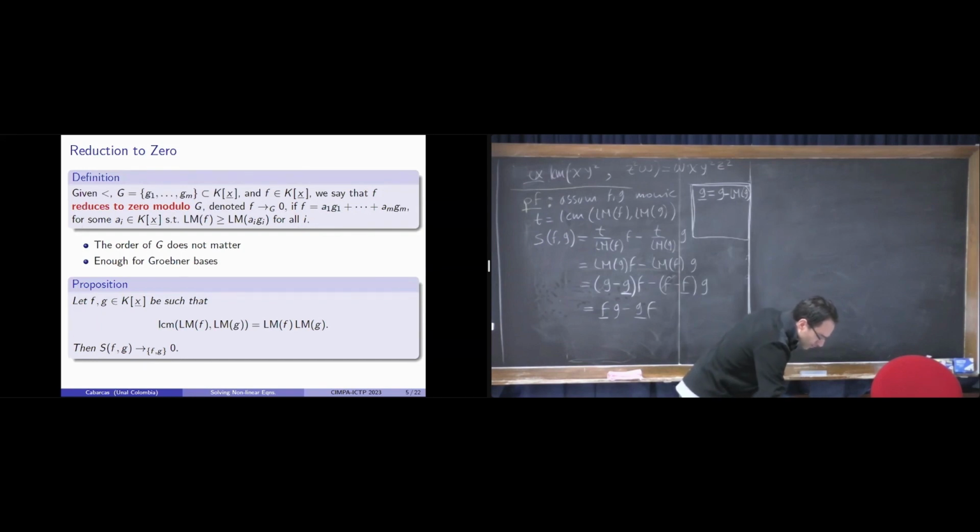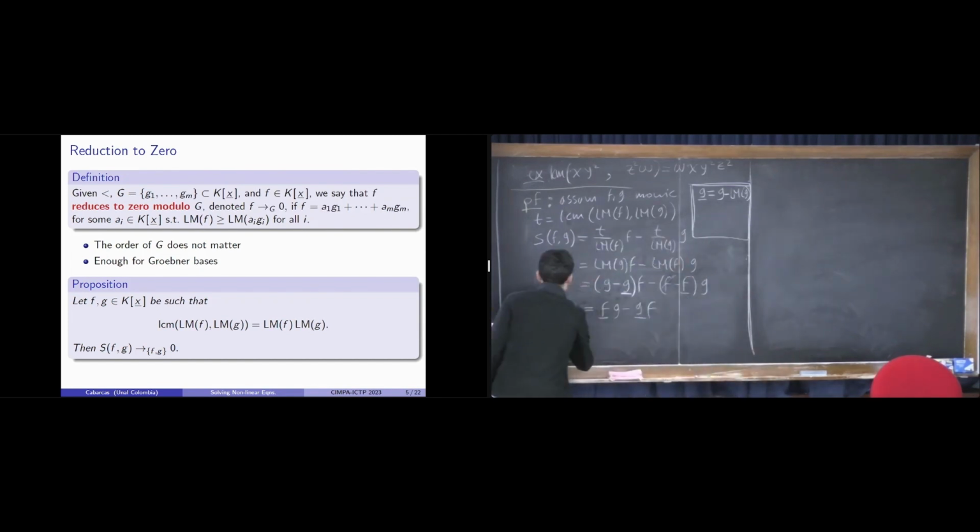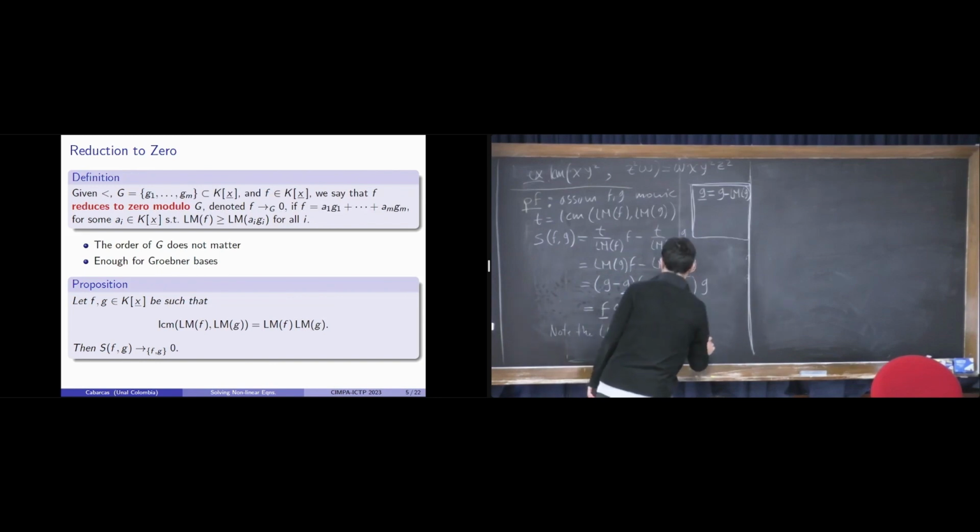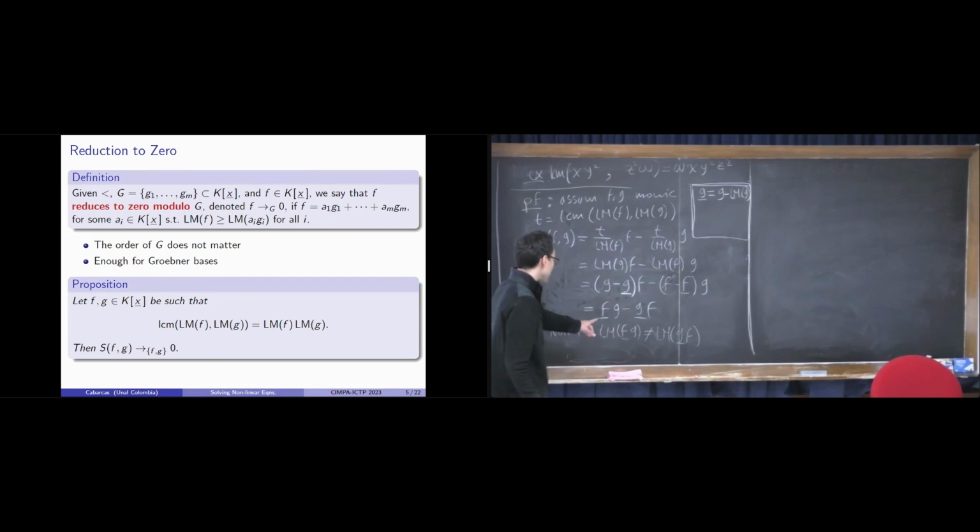So they cannot be canceling at the leading monomial. The reason is that they are different. So note that the leading monomial of f under bar g is different from the leading monomial of g under bar f. The reason is because otherwise, if they would be the same, then that would mean that the leading monomials of f and g are not relatively prime. They have a common factor.